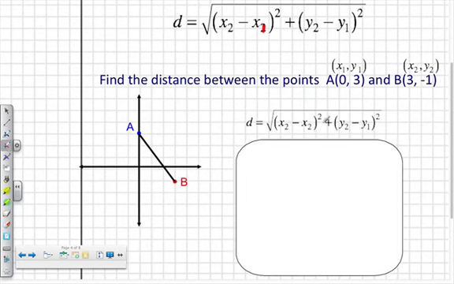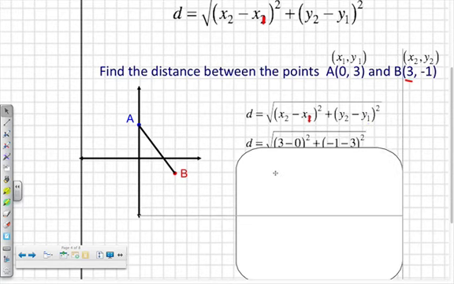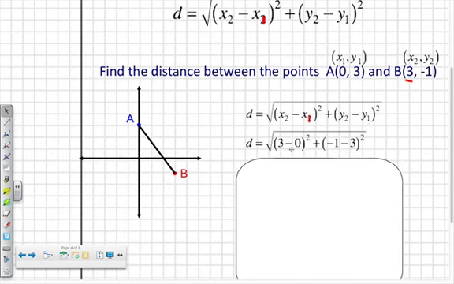So again, I'm going to start with the formula. And let's fix that little mistake I made because I just copied that. That should be x sub 1. And then let's plug in the values. X sub 2 was 3, and x sub 1 was 0. So I'm plugging in 3 and 0 here. Y sub 2 is negative 1. Y sub 1 is 3, so we're going to plug those values in there. So we have 3 minus 0, and then we're going to square it. And then we have negative 1 minus 3, then we're going to square that.